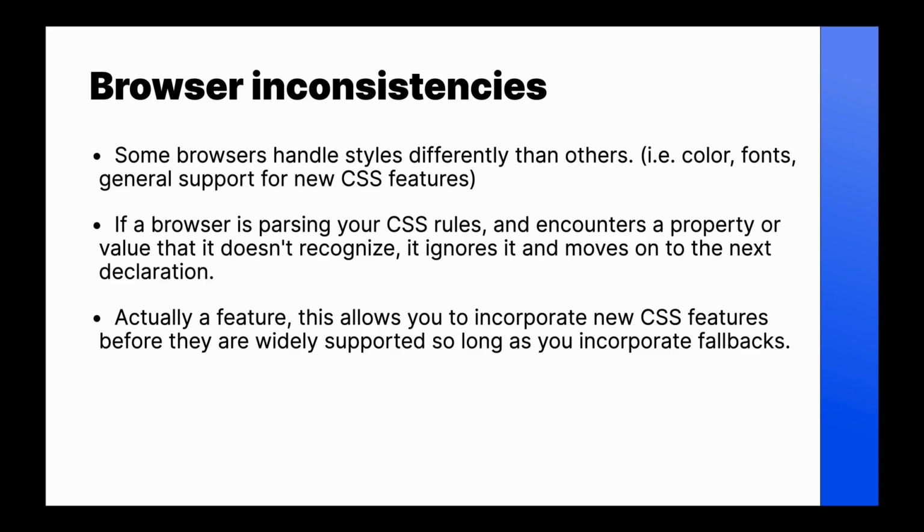A neat feature, I should say, is that if a browser is parsing your CSS rules and encounters a property it doesn't really understand, it just ignores it instead of erroring or stopping, and just moves on to the next one. And that's nice because if you add any new bleeding edge feature in CSS, it allows you to add it and use it depending on your browser, and then incorporate fallbacks if you don't have support. So assuming you have the fallbacks, which you should if you're using bleeding edge stuff, you're allowed to use this real neat new stuff if you want to.